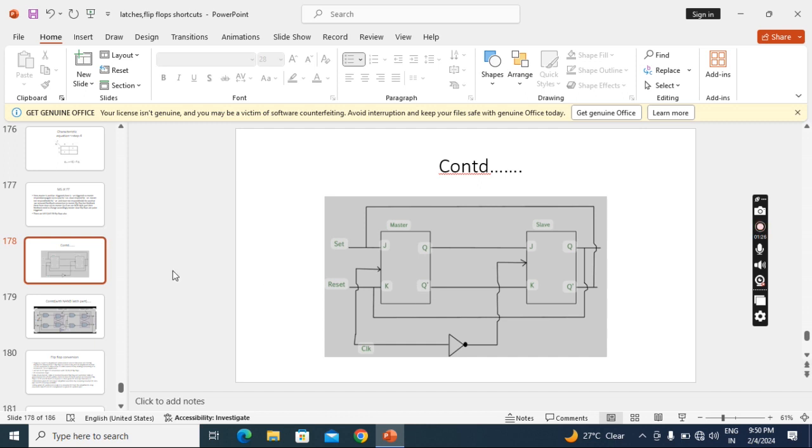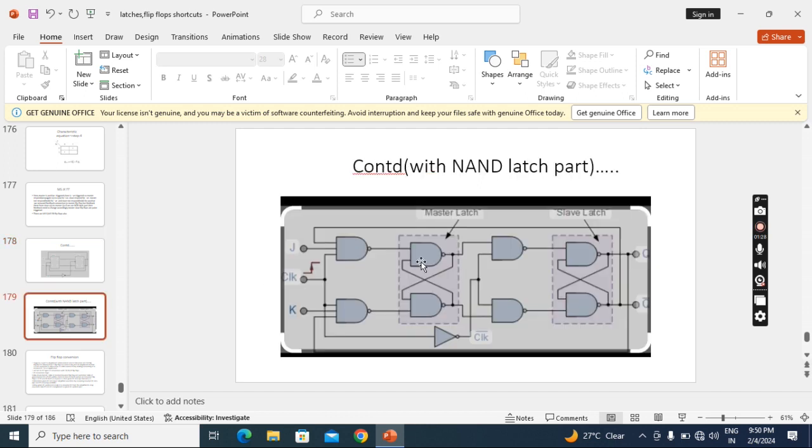Okay, and one more thing we have to observe here: for the master we removed the feedback, but there is a feedback from the slave output to the master input, that you have to observe. And here we used a NAND latch part. Suppose I use a NOR latch part, the gated part will become AND and the latch part will become NOR. In that case, these feedback connections we have to change accordingly. That we have to remember.